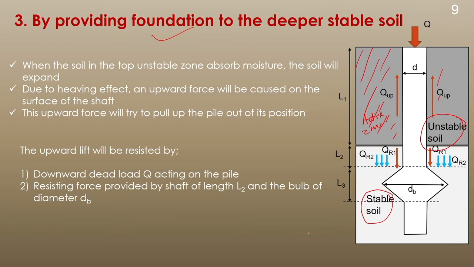When the soil in the top unstable zone absorbs moisture, the soil will expand. Due to this heaving effect, an upward force will act, which will push the shaft in the upward direction. That will be the uplifting force. This upward force will try to pull the pile out of its position. Now this uplifting force will be resisted by the downward load Q and also the resisting force provided by the friction between the pile and the soil in the stable zone, that is QR1, and also the bearing between the soil and the bulb diameter, that is QR2, as I explained earlier.